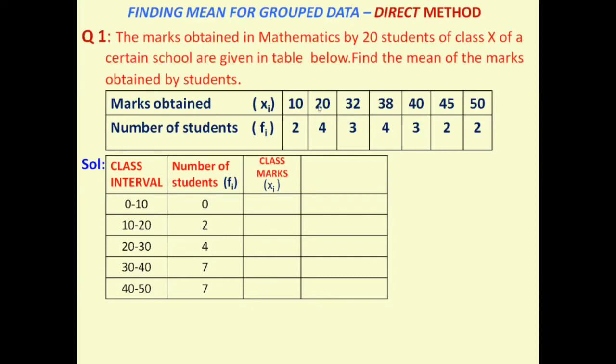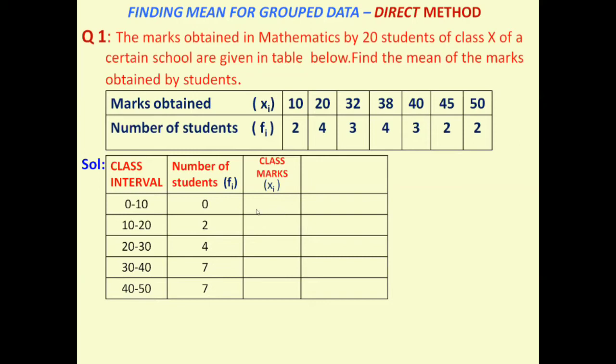Okay, here we changed this into class intervals, groups, classes. Here they gave only ungrouped data. This ungrouped data we convert into classes now. Here 0 to 10 class, 10 to 20, 20 to 30, 30 to 40, 40 to 50. Like that we distributed the number of students according to the question. Now we have to find class marks.